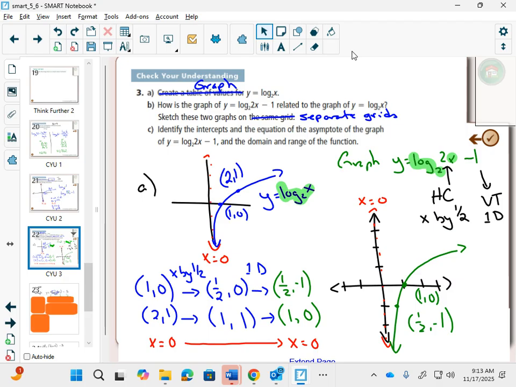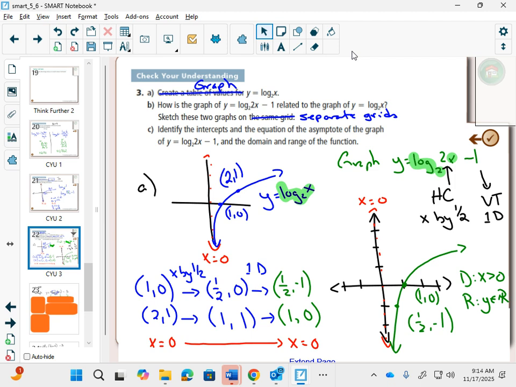So, identify the intercepts, we have 1, 0. And the equation of the asymptote, x equals 0. Domain and range, I'll just do those off to the side. So our domain is x is bigger than 0, and our range is everything.